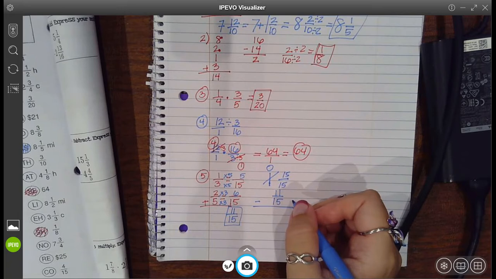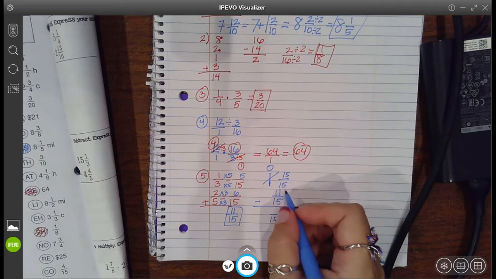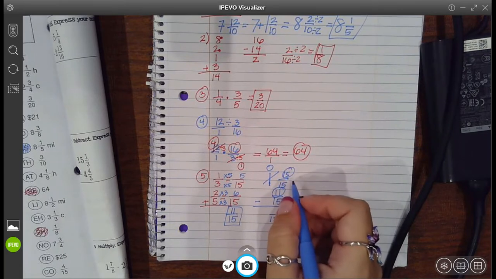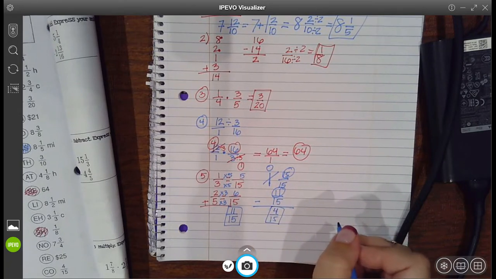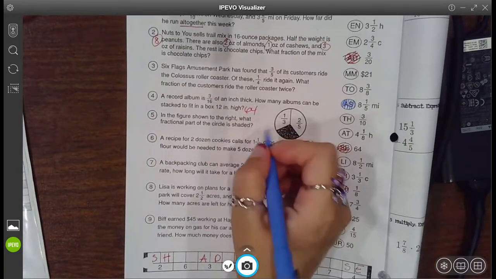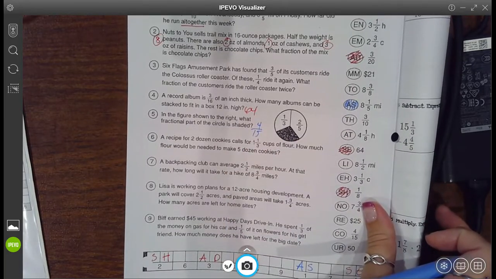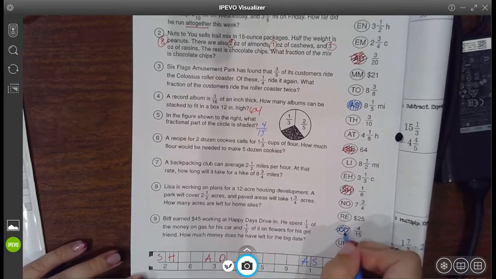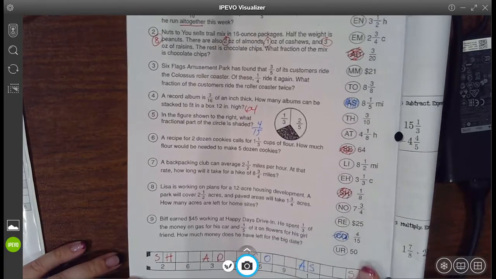Like 10 over 10, 5 over 5, 3 over 3, those are all 1. Since you can pick any number over itself to represent the 1, why not pick whatever that denominator is so that then you can combine them and subtract the numerators. 15 minus 11 is 4. So 4/15 is the leftover amount that must represent the shaded part right here. Okay, 4/15. And if I look to the right, I will see that right here for CO. So for number 5, that's CO down at the bottom.